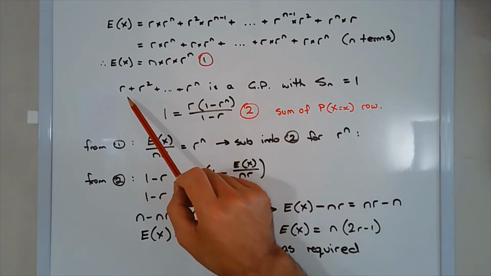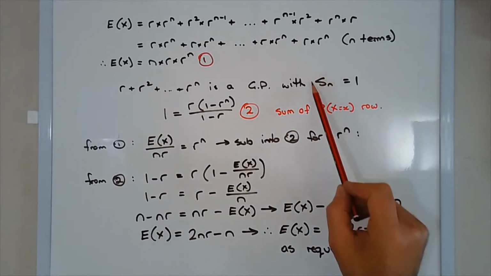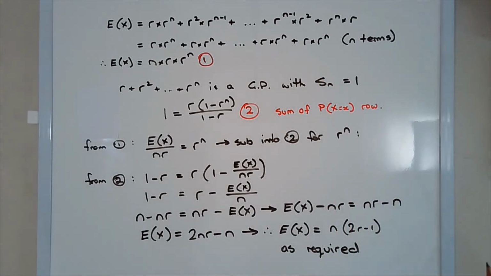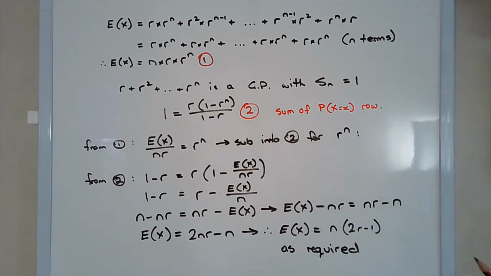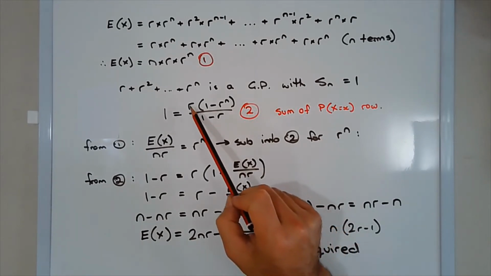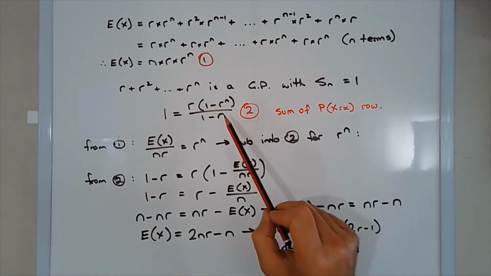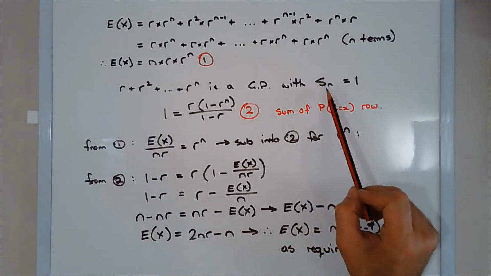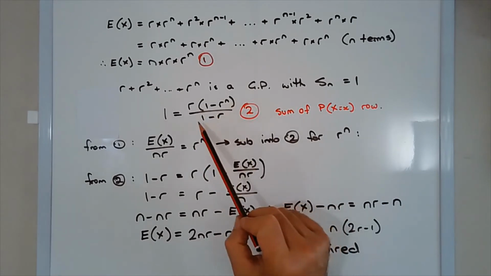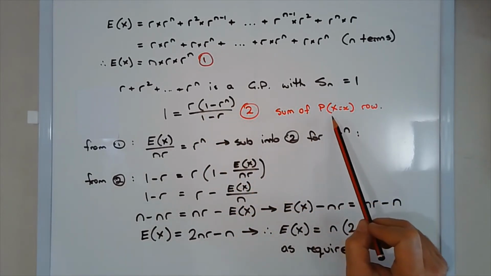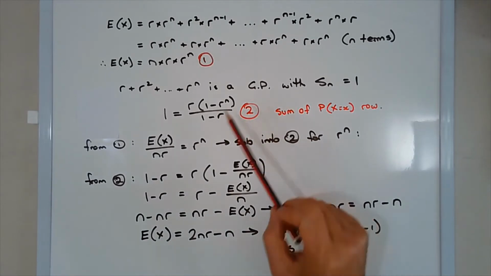First term is r and a common ratio of r, and the sum of n terms is equal to 1, being a discrete probability distribution. So using the sum to n terms of a geometric progression formula, that's the Sn equals a(1 minus r to the power of n) over 1 minus r, and just substituting in r for a as the first term, and a common ratio of r, and the sum to n terms is equal to 1, we have 1 equals r(1 minus r to the power of n) over 1 minus r. So that's the sum of the P(X = x) row. And we'll call that equation number 2.